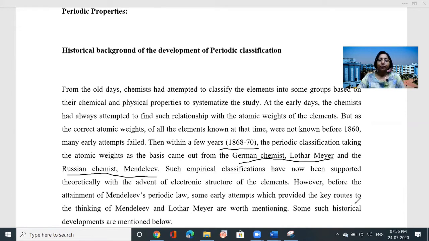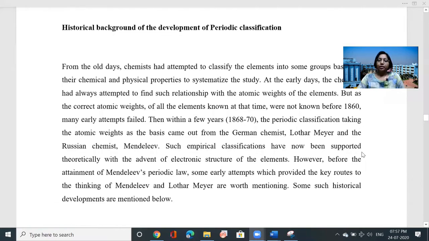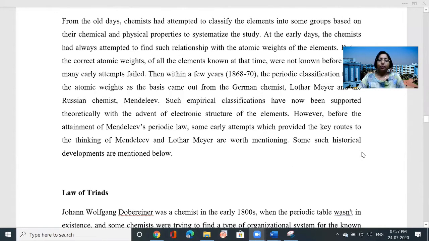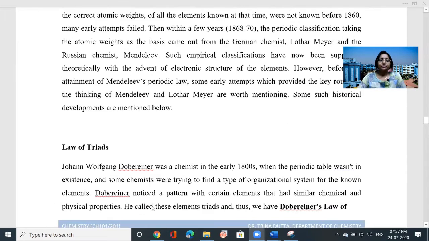However, before the attainment of Mendeleev's periodic law, some early attempts which provided the key roots to the thinking of Mendeleev and Lothar Meyer are worth mentioning. Some such historical developments are mentioned below. So you know who has told about this periodicity.